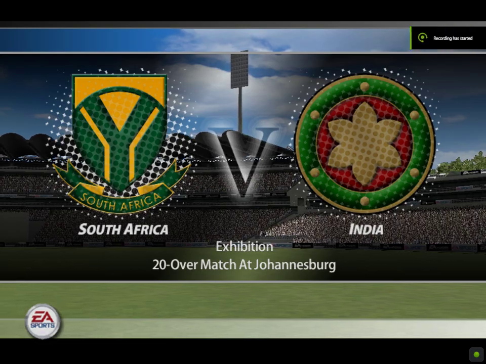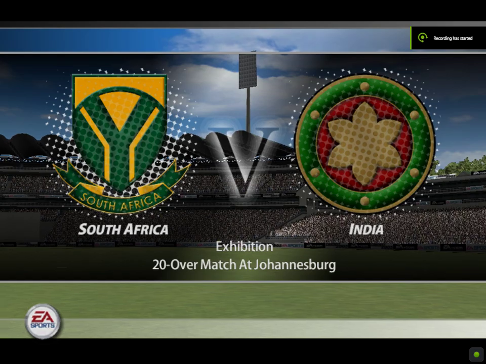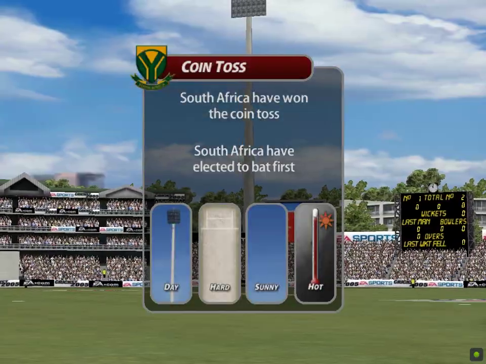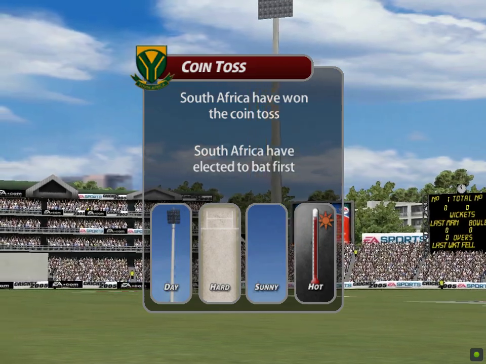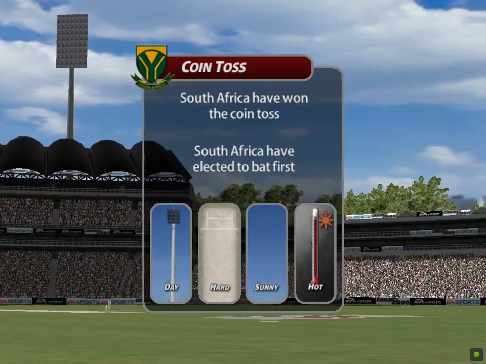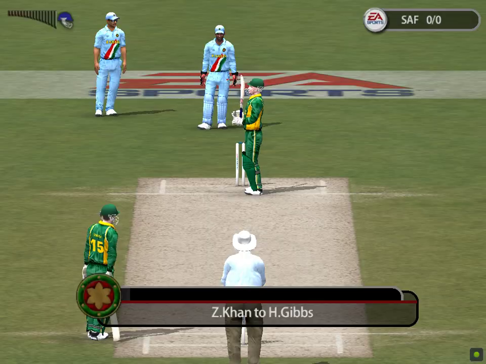Hot, just perfect conditions for cricket. The outcome is that Smith won the toss and elected to bat. We'll have to wait to see if that was the right decision. Team Gibbs is going to take the first ball.